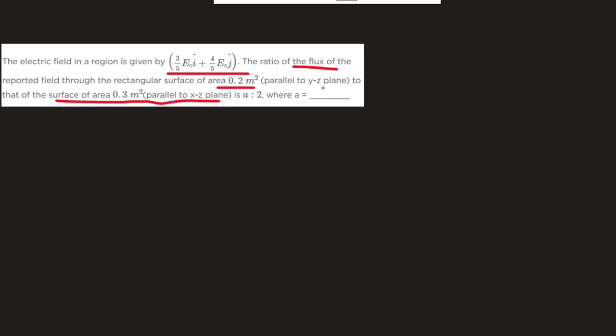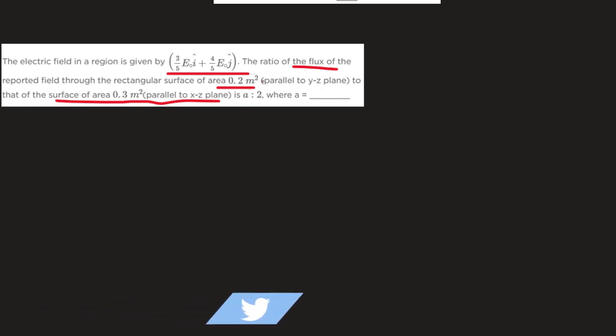What you have to do is that you have to find the flux for each area. Okay, there are two areas, so for each area you have to find the flux and take the ratio of those fluxes, then you will get the answer A. So let us first find the flux passing through the first area. Before that, let us draw the diagram so you can visually see how it looks.